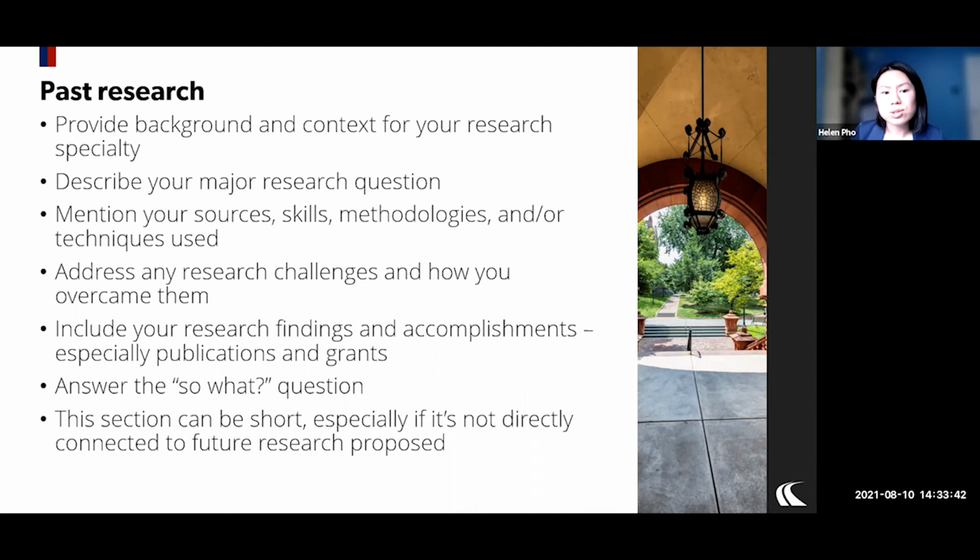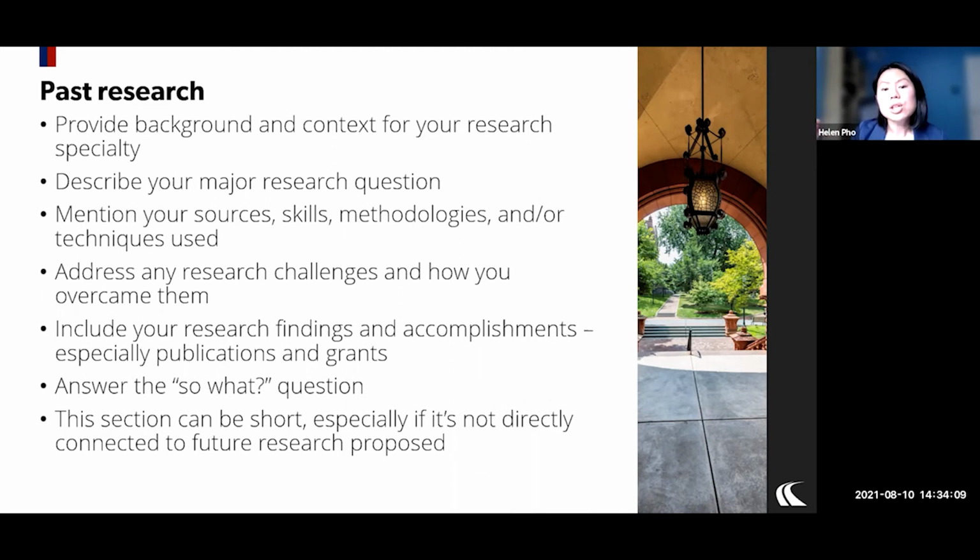And as you talk about these different topics, also be sure to answer the so what question. You're going to hear me talk about this for each of the different parts of your research statement. Answering the so what question is really important. It's trying to be clear about why other people should care about your research. Why should they care?